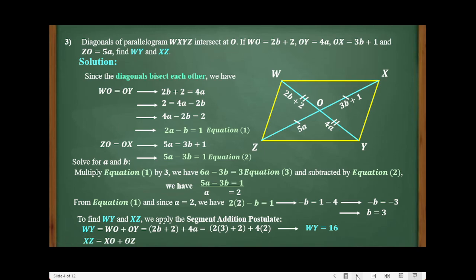For XZ, applying the same segment addition postulate, that is equal to XO plus OZ. For XO, that is quantity 3B plus 1, plus OZ, which is 5A. Then substitute the values of A and B into this expression and simplify the resulting expression using the PEMDAS rule. You will notice that the length of segment XZ is 20, and this is our answer.